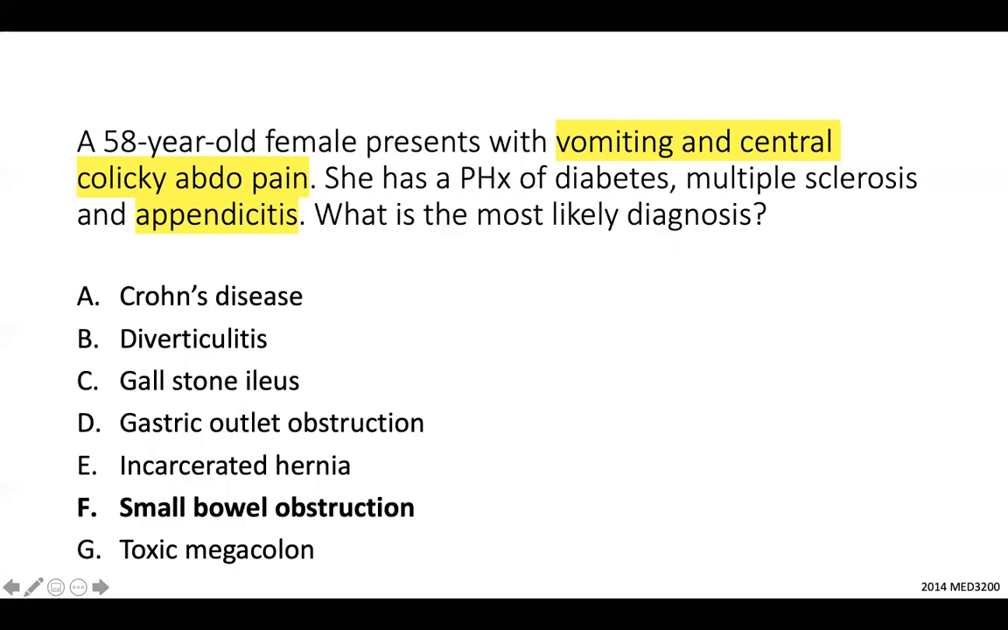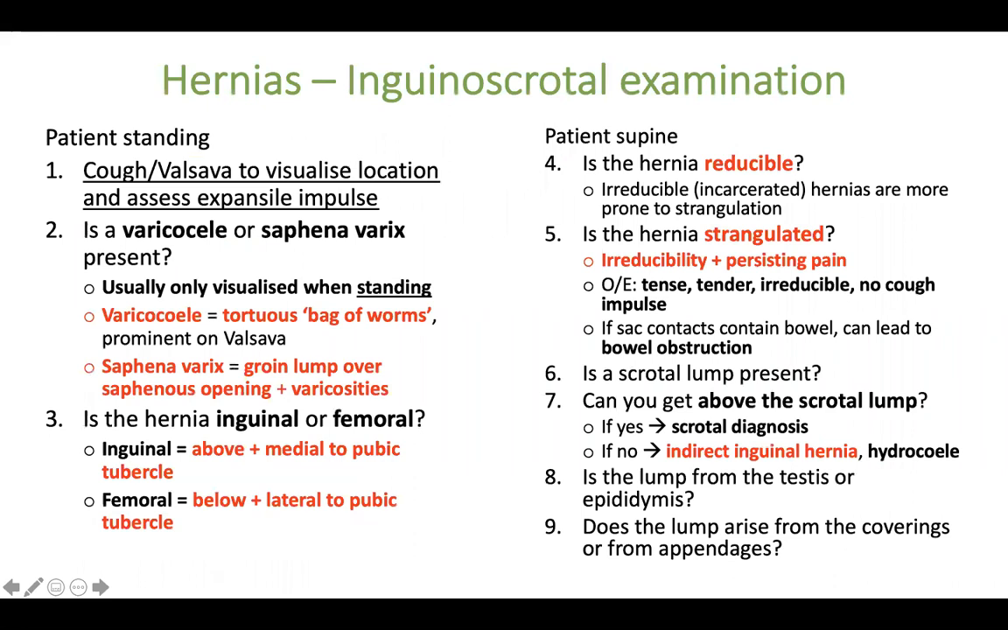So diabetes can cause gastroparesis, and MS can cause gut dysmotility, but I don't really get the associations with gastric outlet obstruction. The main causes of gastric outlet obstruction, does anyone know? Peptic ulcer and cancer. So they're the main ones, I think. Peptic ulcer and cancer. Yeah. So I think it's less likely to be a dysmotility gut thing. Hernias, nearly at the end.